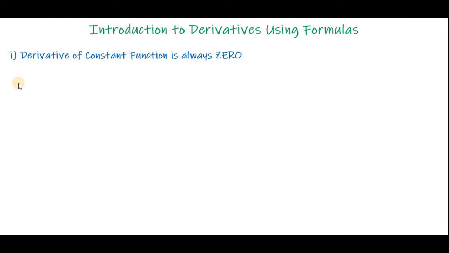Bismillahirrahmanirrahim. Our today's lecture is Introduction to Derivatives using formulas. So our first formula is: the derivative of a constant function is always 0.